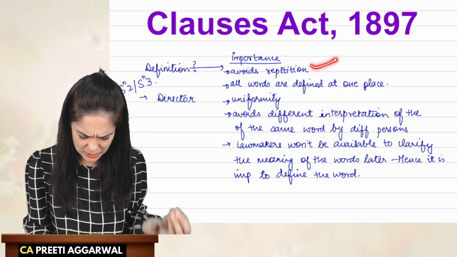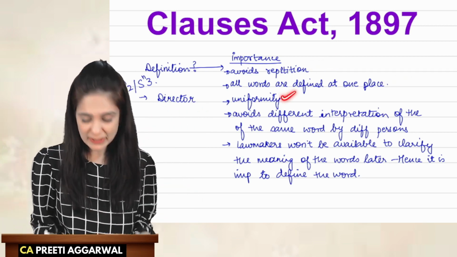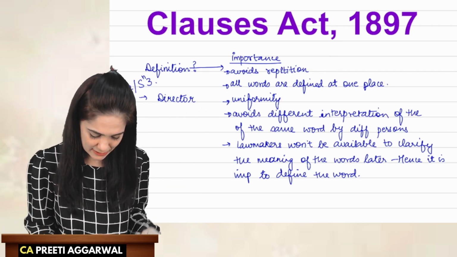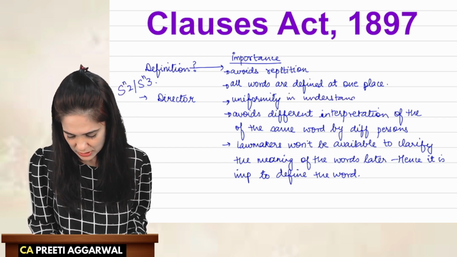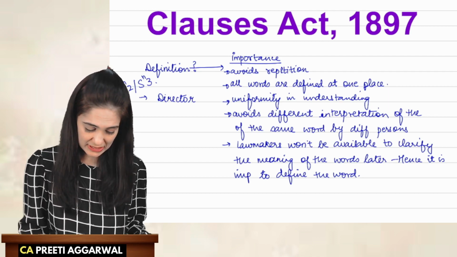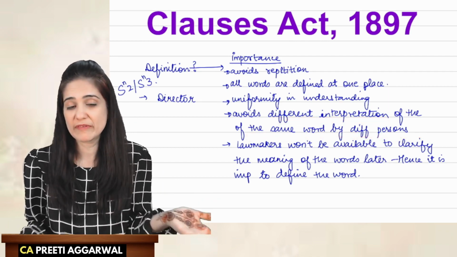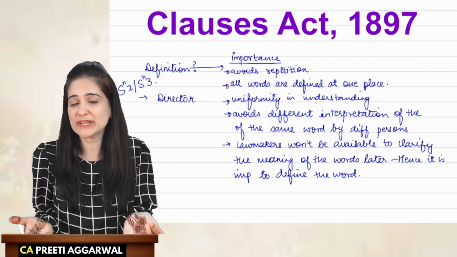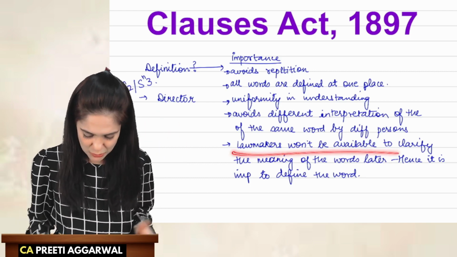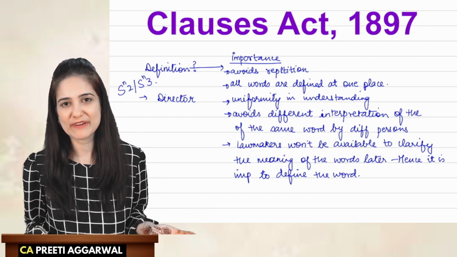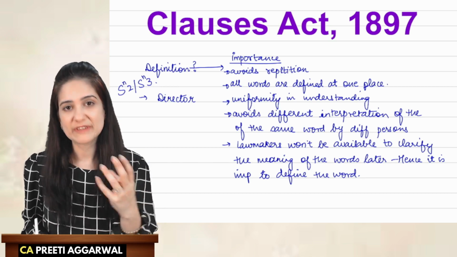So it avoids repetition. All the words are defined at one place, so you know where to search. It brings about uniformity in understanding. It avoids different interpretation of the same word by different people, because whoever is reading the text will attach his own interpretation. We want to avoid that, so it is better to define. Lawmakers won't be available to clarify our doubts later, so it is better to define. This is the importance of definition.